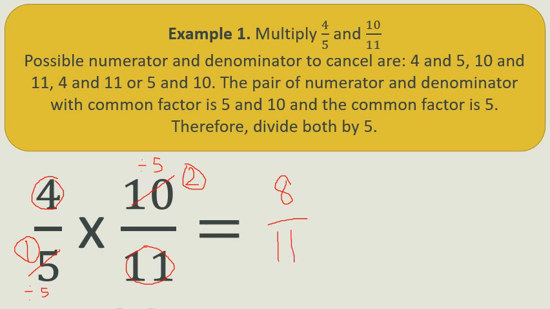Napapansin nyo, ito na siya. Siya na yung pinaka-answer, so hindi na natin kailangan mag-simplify. Hindi tulad kung ide-diretso natin siya. Yung 4 times 10 is 40, tapos yung 5 times 11 is 55. I-divide pa natin siya sa 5, wherein pwede naman natin siya agad i-divide sa 5 kasi common factor ngayon ng 5 and 10. Para ito na lang, 8 over 11 ang magiging answer natin.